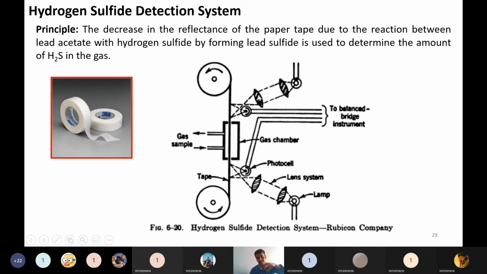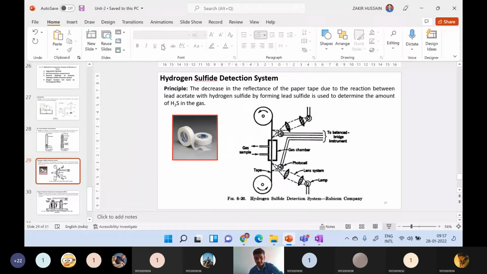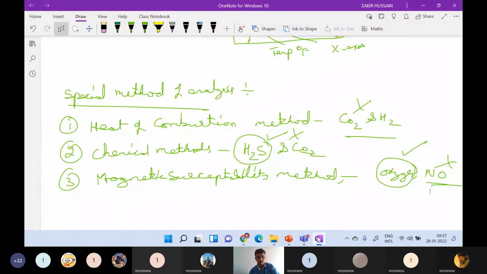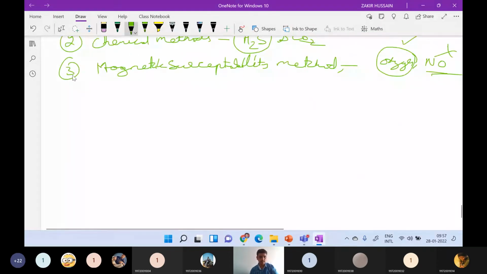So the amount of decrease in the reflectance of this paper tape is directly proportional to the amount of hydrogen sulfide present in the gas. So the reaction takes place there usually. This is the H2S detection system.